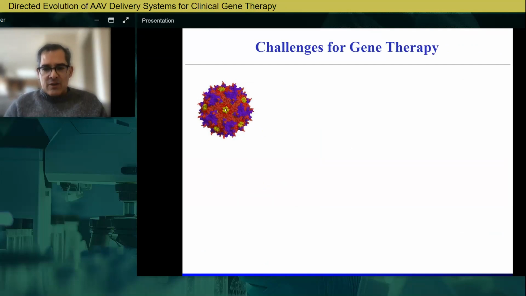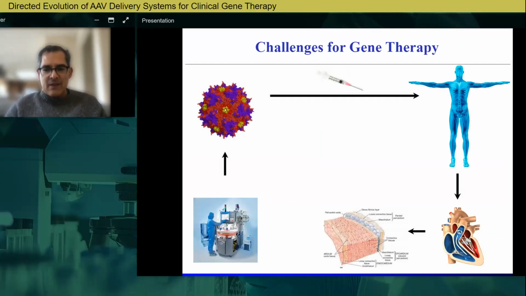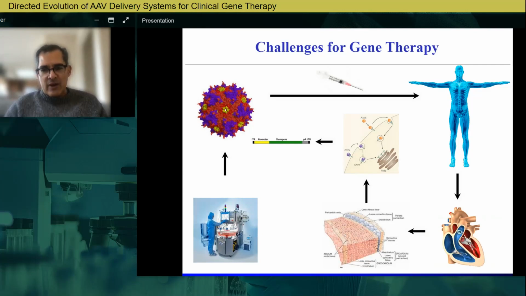So we'd like to re-engineer this particle, but again, this is a really complicated process. This is a 5 million molecular weight particle that is composed of a complex assembly of protein and nucleic acid, and it's not very easy to engineer this compared to engineering the structure of a small molecule.